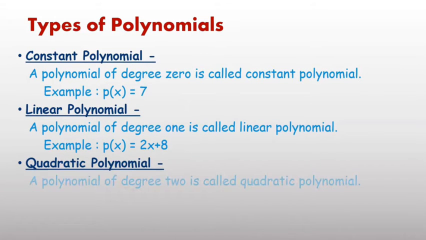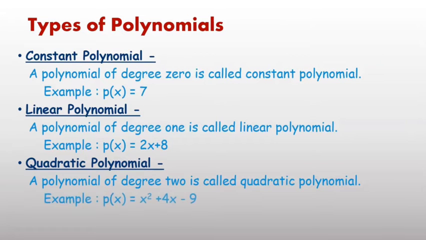Quadratic polynomial means degree of polynomial 2. For example, x square plus 4x minus 9, there are 3 terms. In the first term, the power of variable is 2. In the second term, the power of variable is 1. And in the third term, 9, the power of variable is 0. The highest power of variable is 2. Therefore it is a quadratic polynomial.